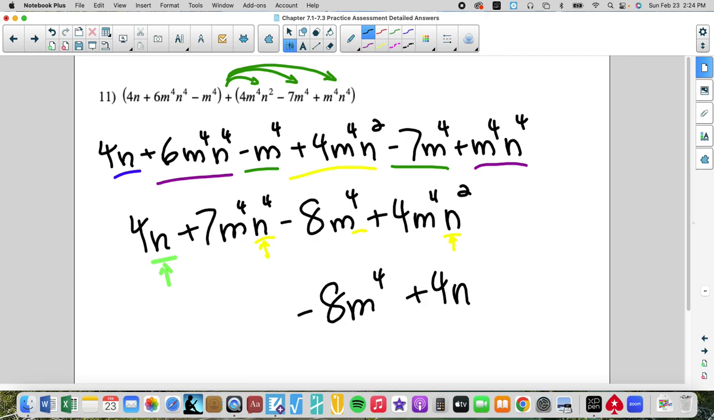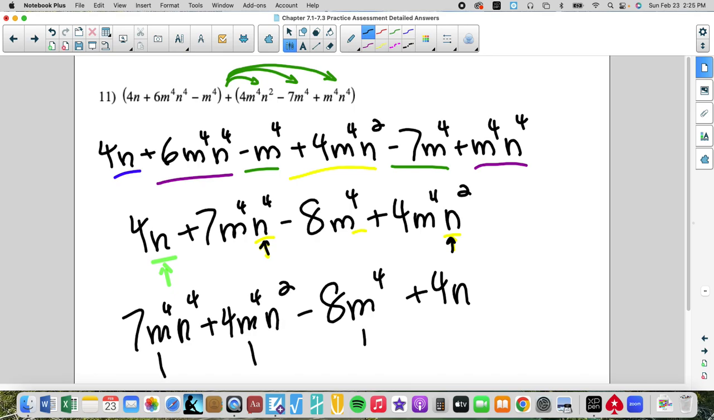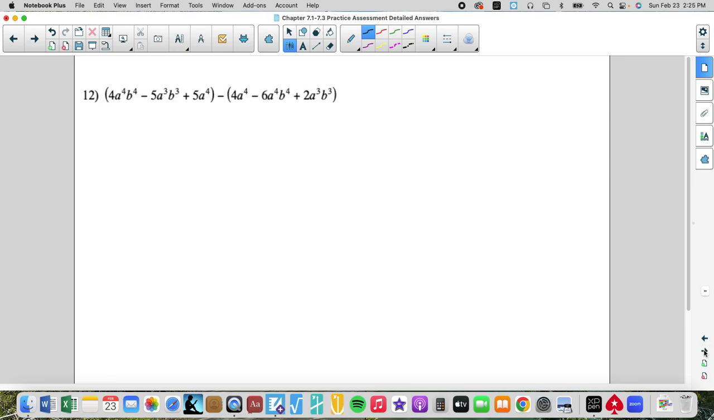Now we're working backwards. And this is n to the fourth, n to the second. So I found my leading term, and then plus 4m to the fourth, n squared. So we have m to the fourth, m to the fourth, m to the fourth. They're all tied, and they come before n. So I got to go to my second variable, n to the fourth, n squared, good. And then no variable n. All right, that worked. Perfect. That would be the answer in standard form.